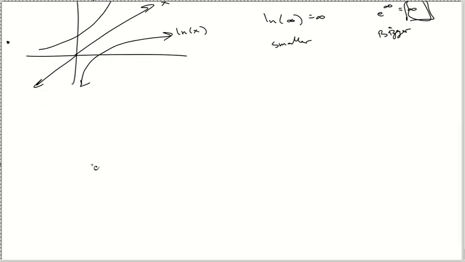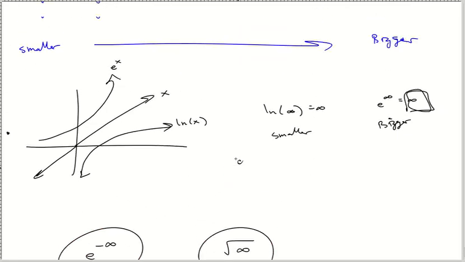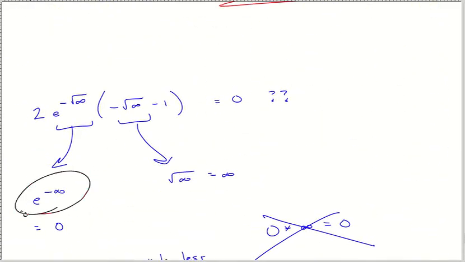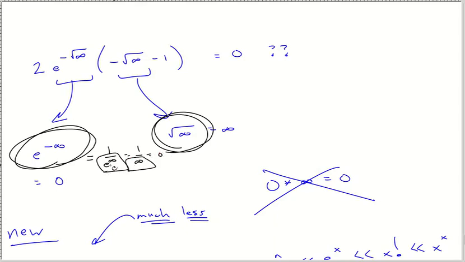If we had originally an e to the negative infinity and a square root of infinity, these were in our problem earlier. Look back right here and right here. And I said, oh yeah, 0 or whatever. Well, yes, it's 0 because it's 1 over e to the infinity. Sorry, I mixed that up a little bit. This is 1 over infinity, which makes it 0.